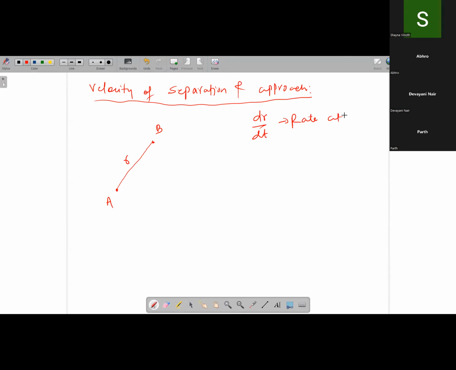Rate at which separation between both objects changes. Maybe decreasing or increasing. If separation increases, it will be called velocity of separation. And if separation decreases, it will be called velocity of approach. Pretty much straightforward, right?